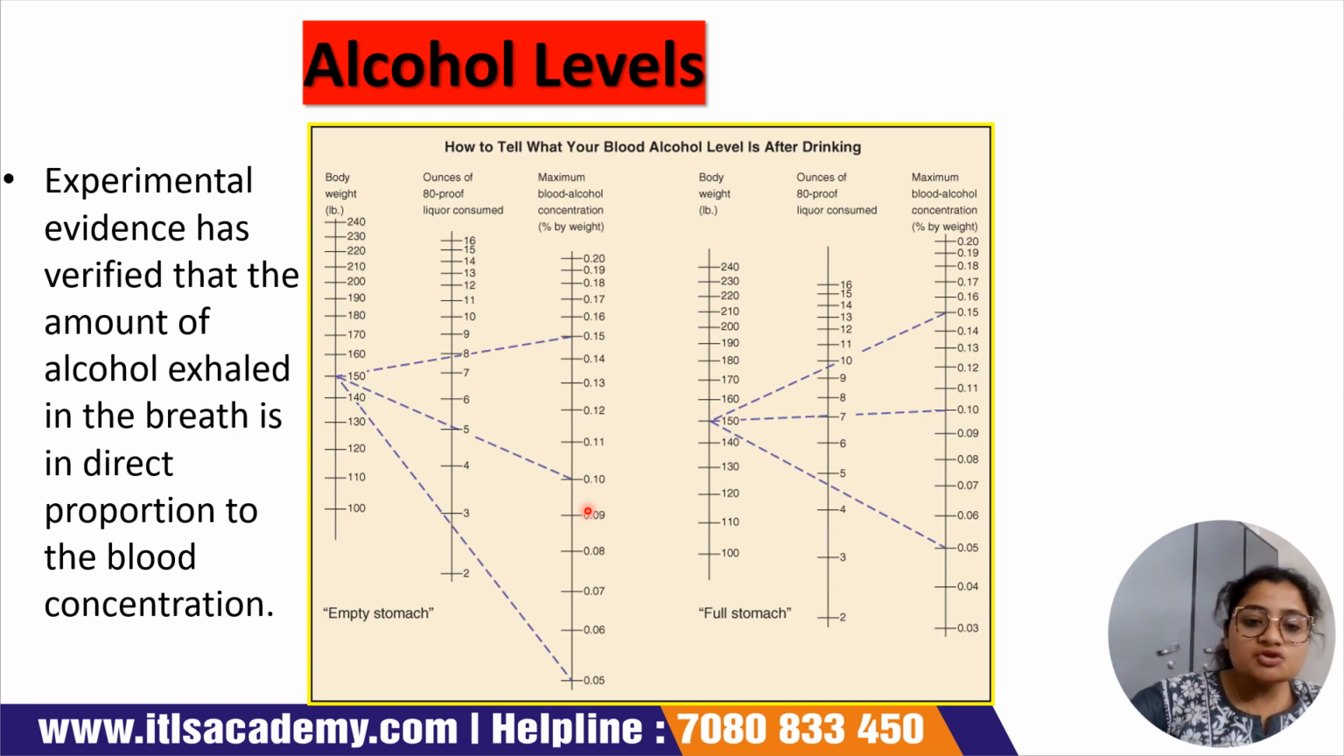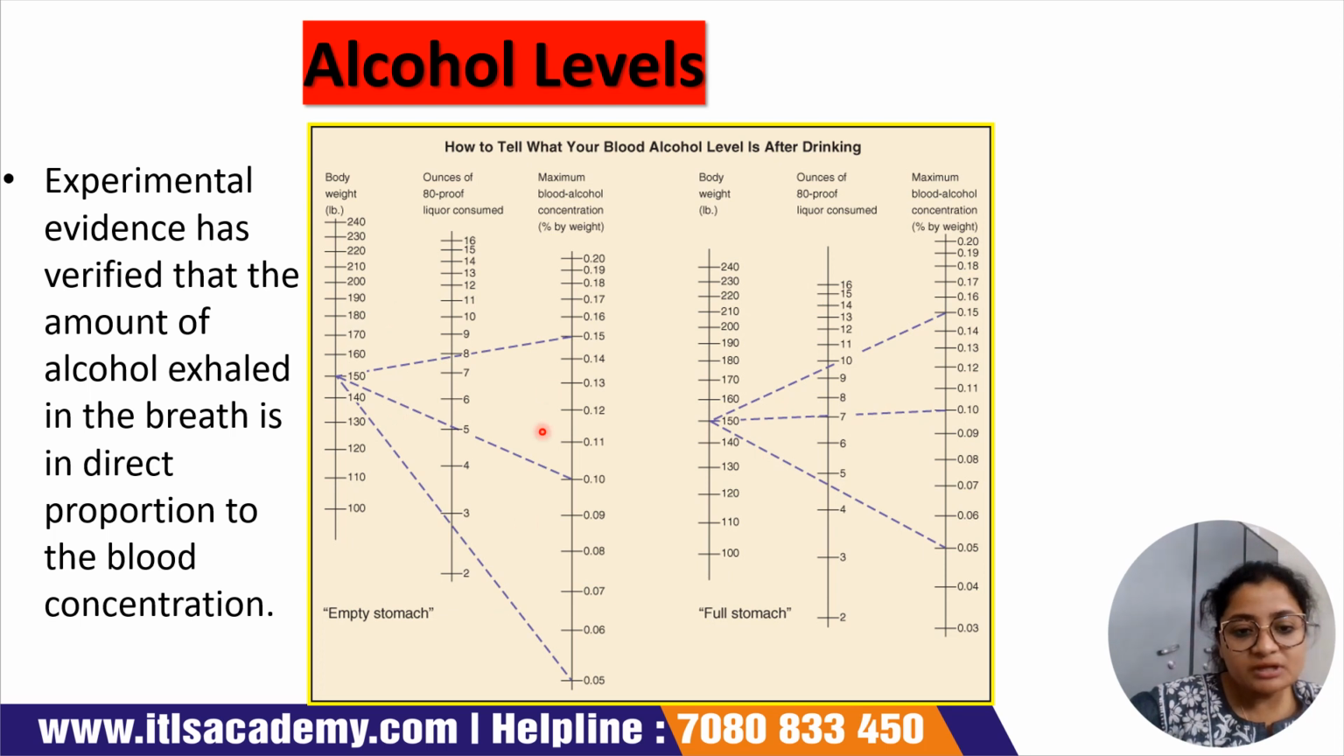So this graph or image that I have given here basically helps us to get an idea about the blood alcohol level after drinking. First let's focus on the left hand side and then on the right hand side. On the left hand side they are showing the scenario of a person who has taken alcohol on an empty stomach, while on the right hand side they are focusing on the person who has taken alcohol on a full stomach. So what's the basic difference?